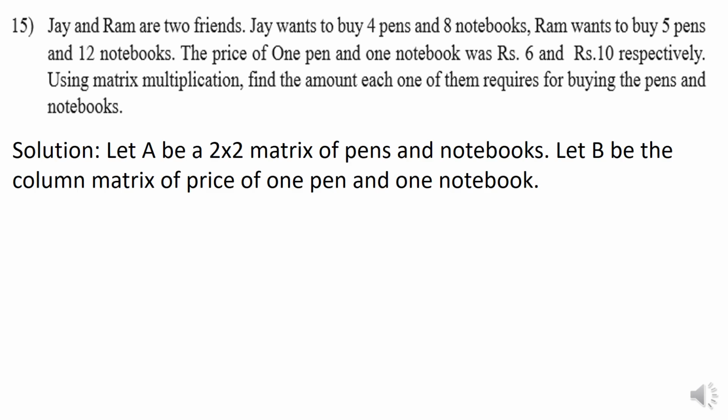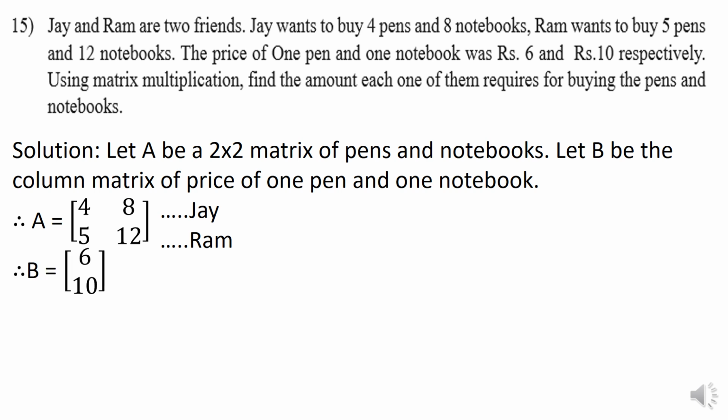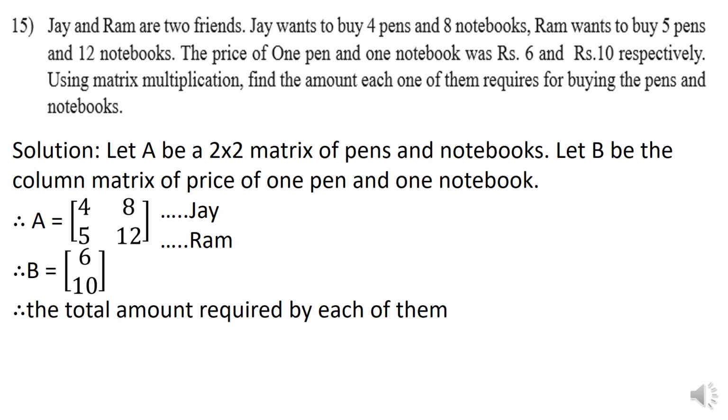Now, suppose A is a 2 by 2 matrix containing the pens and notebooks, and B is a column matrix containing the price of 1 pen and 1 notebook. So here A is 4, 8, 5 and 12. Remember, 4 and 8 are the number of pens and notebooks that Jay wants, and 5 and 12 are the number of pens and notebooks that Ram wants. B is the price of each pen and each notebook. We find A into B to find the total amount which is required by them.